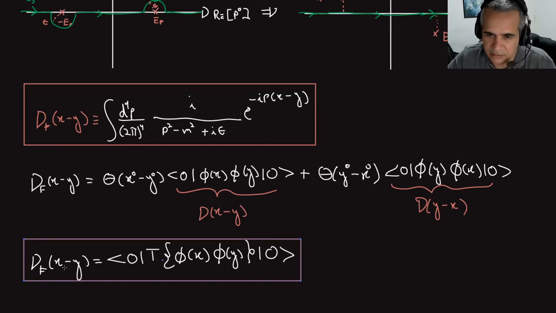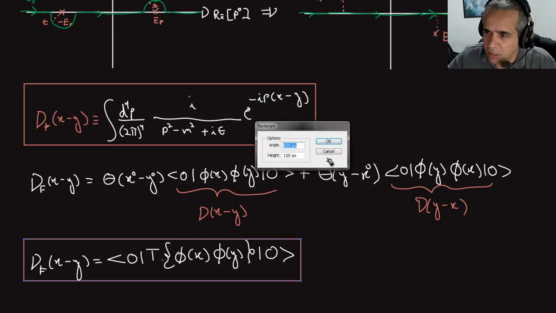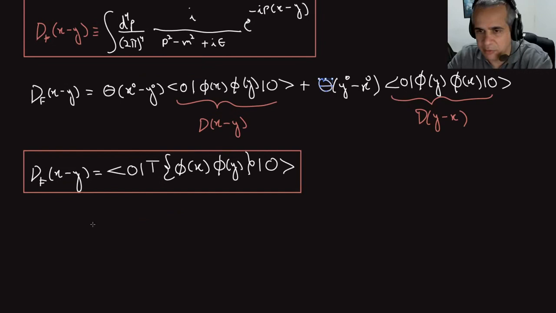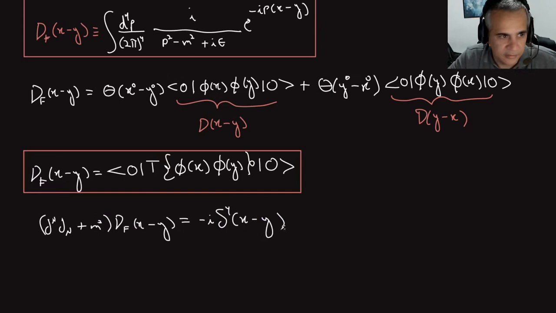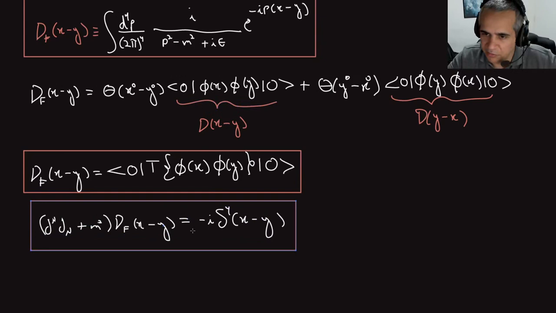This is important. And also, and this is another thing that can be easily shown, if you go to momentum space and do the same thing we did with the retarded and advanced propagators, you can show, just applying this to the definition up here, that the Feynman propagator is also a Green function of the Klein-Gordon operator. So again, it is another way of inverting that operator that I'll have to invert when I do this quantization by path integral, for instance, right?